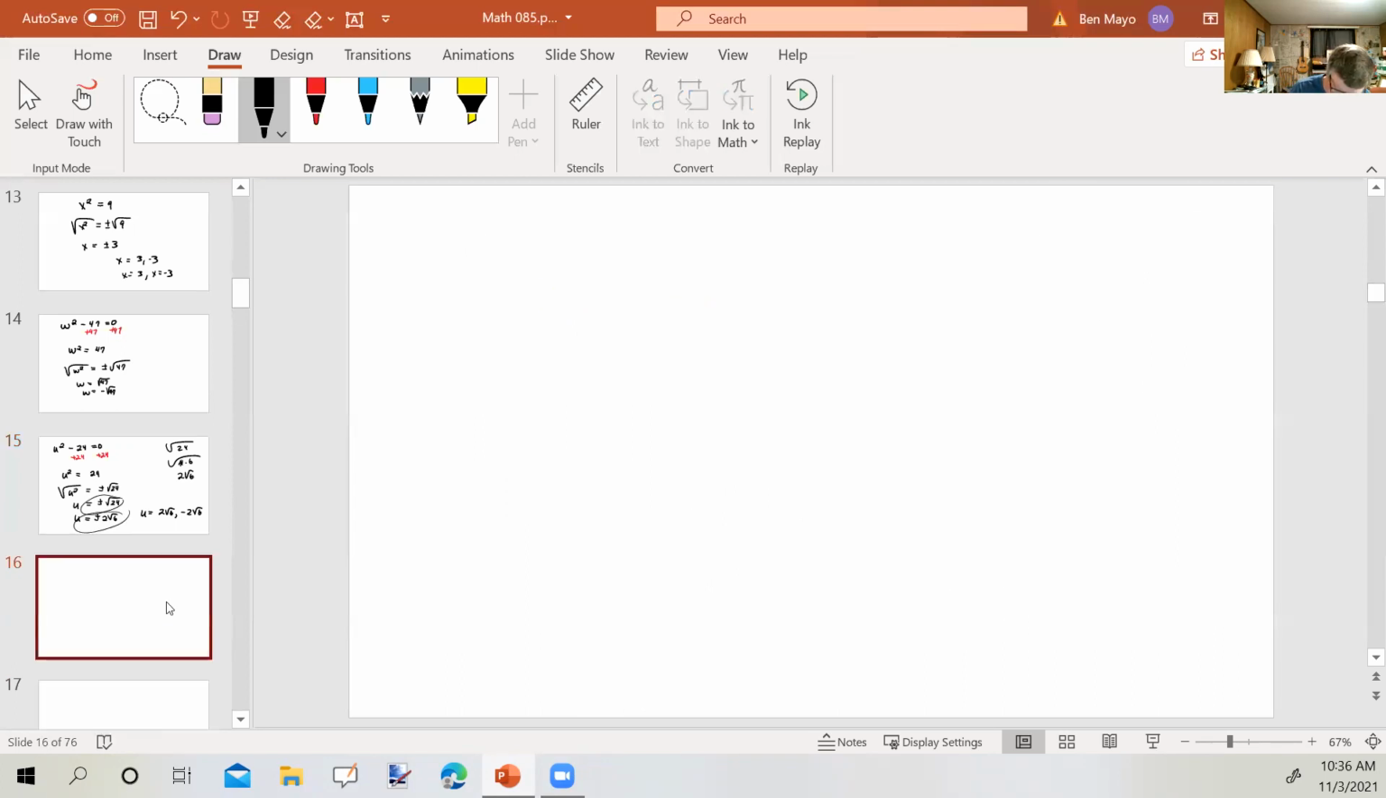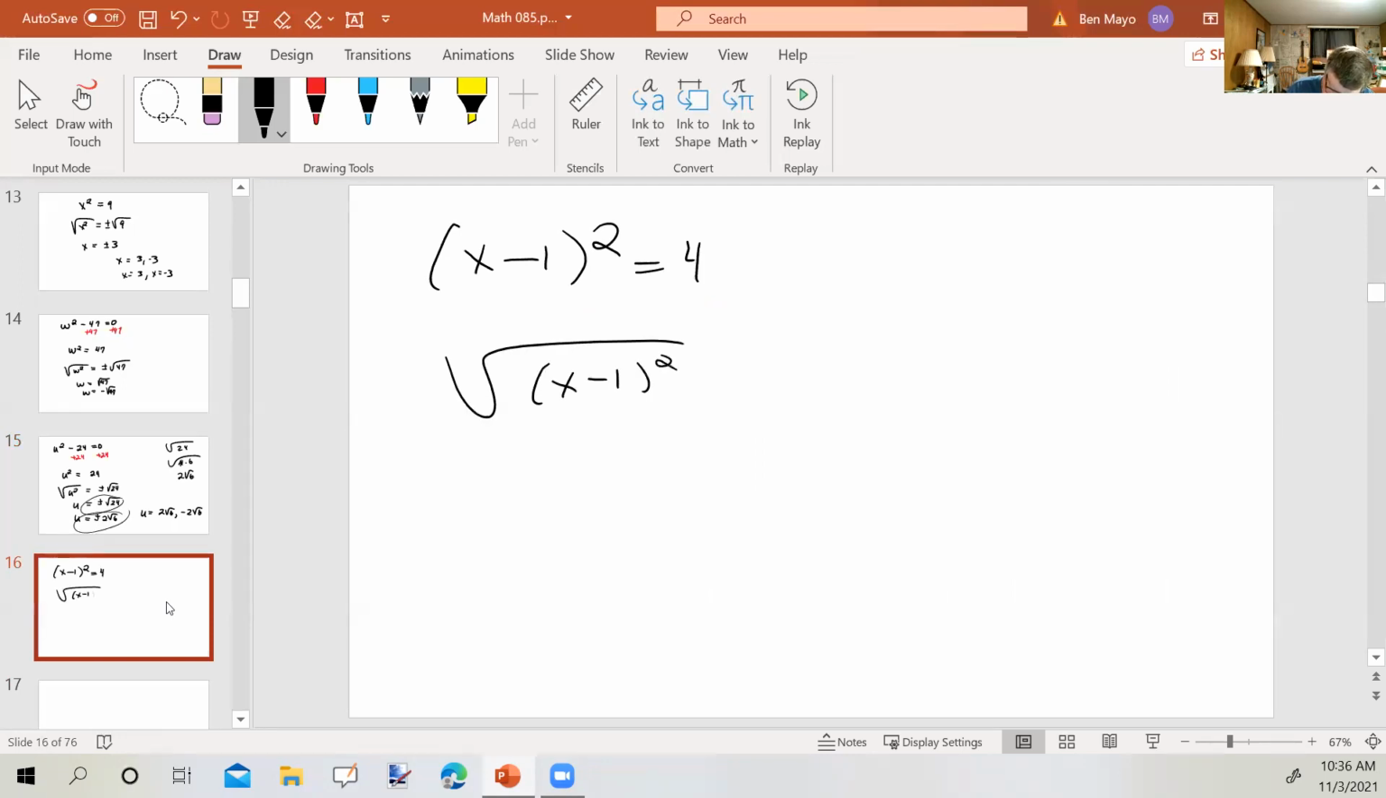We have this problem. Quantity x minus 1 squared equals 4. On the left side of the equation, we have a perfect square containing a variable. So we don't want to multiply this out. We want to take the square root of both sides. So then on the left side, we get x minus 1. On the right side, we get plus or minus 2.